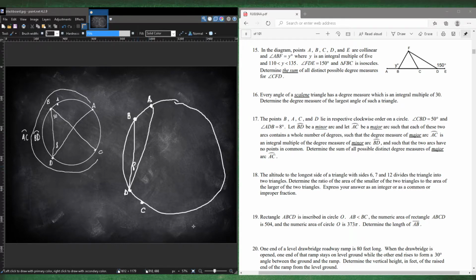We know this is 8, and this is just an inscribed angle. So this is half the entire arc. So 8 times 2 is 16. So this is 16 degrees.